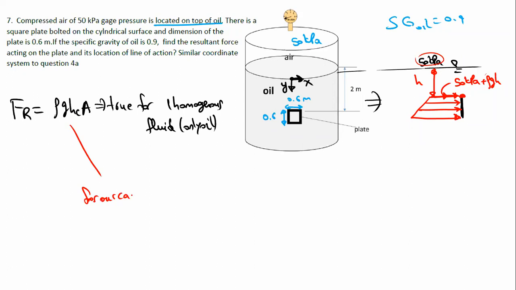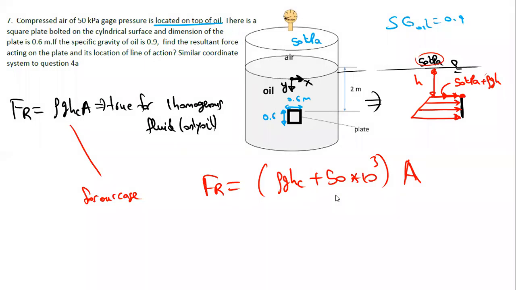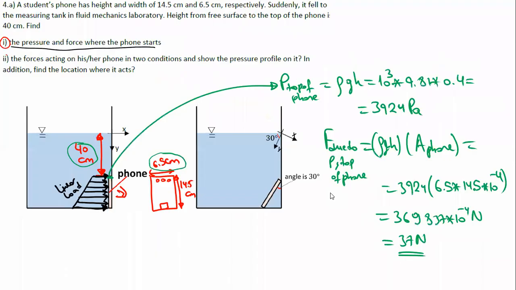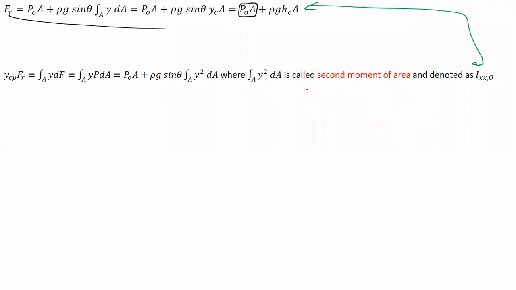For our case, FR will be equal to rho g hC plus 50 times 10 to the power of 3, multiplied with the area, because you should have one more pressure value here. Or you can go back to the derivation from our lectures. We have said that if there is atmospheric pressure, you just add it. In our case, it is not P0, it is the 50 kilopascals.